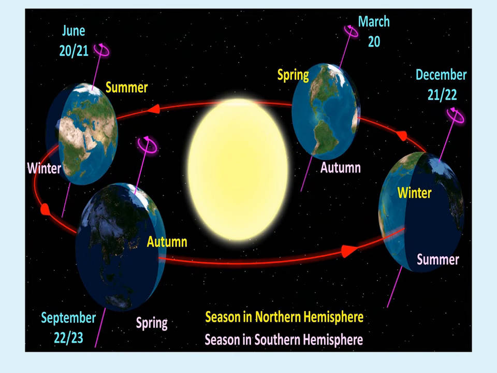So this is the Earth's revolution. You can see the yellow is the northern hemisphere, and the white color indicates the southern hemisphere. Now first of all, look at December. In December, the northern hemisphere experiences winter because it is away from the sun, but the southern hemisphere experiences summer. The same like in June, the northern hemisphere experiences summer, but the southern hemisphere experiences winter.